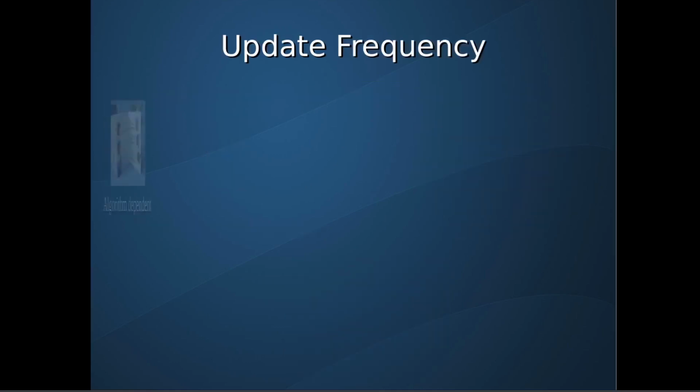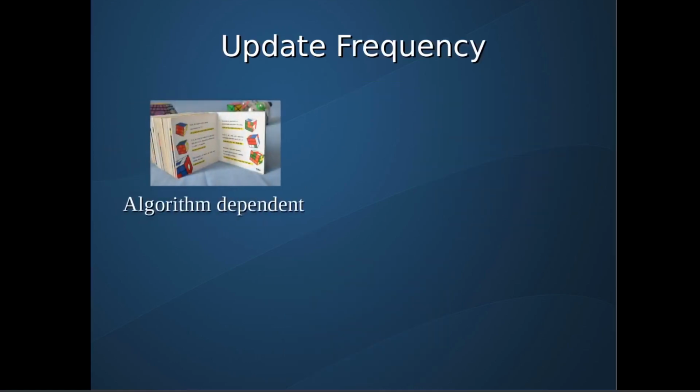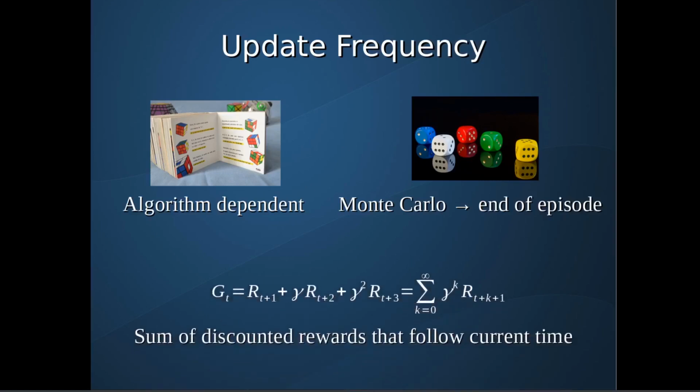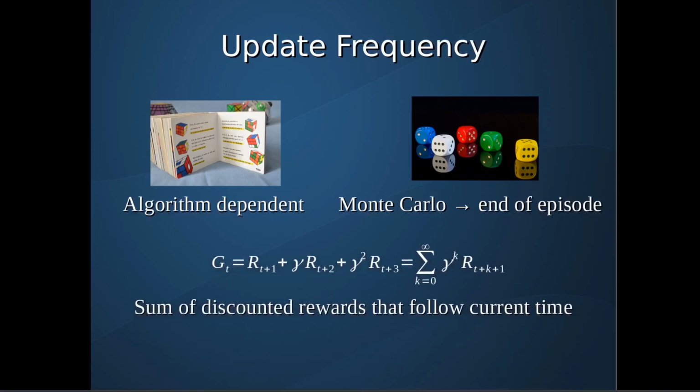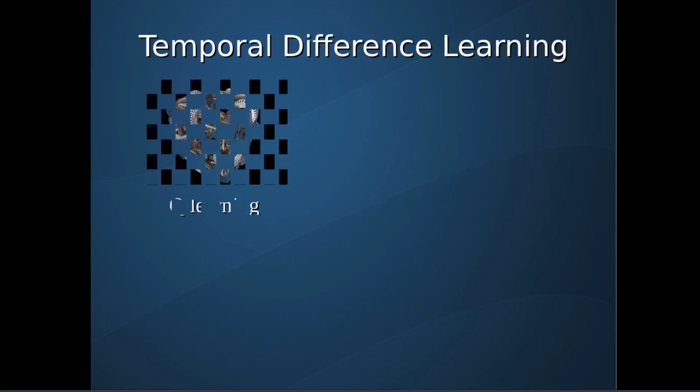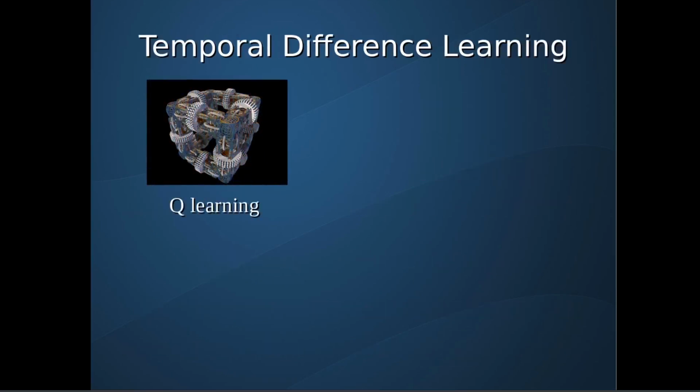The frequency with which this estimate is updated varies based on the class of algorithms. For instance, in Monte Carlo algorithms, another type of model-free reinforcement learning, the estimates are updated at the end of each episode using the returns that follow each time step t. Remember that the returns are the sum of the discounted rewards. These returns are the target in the prior equation rather than just the reward. Q-learning, on the other hand, is in the class of what we call temporal difference learning algorithms.